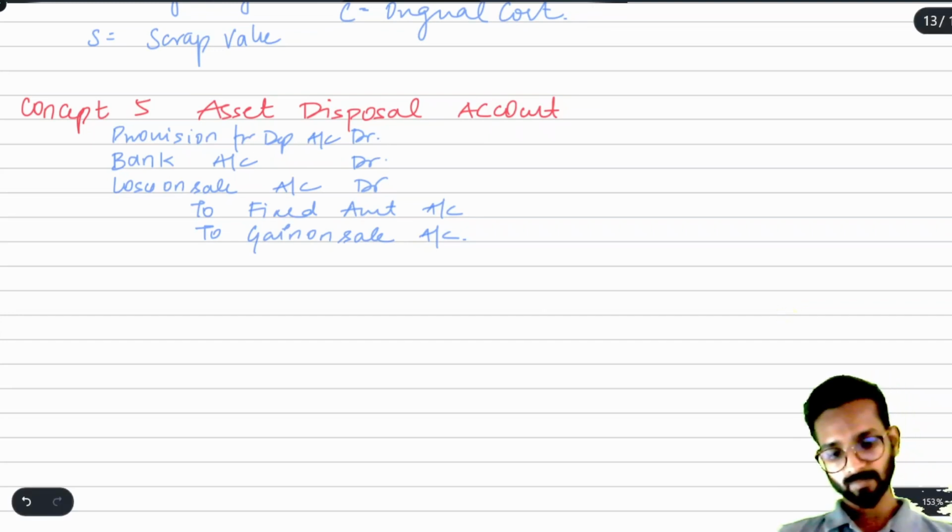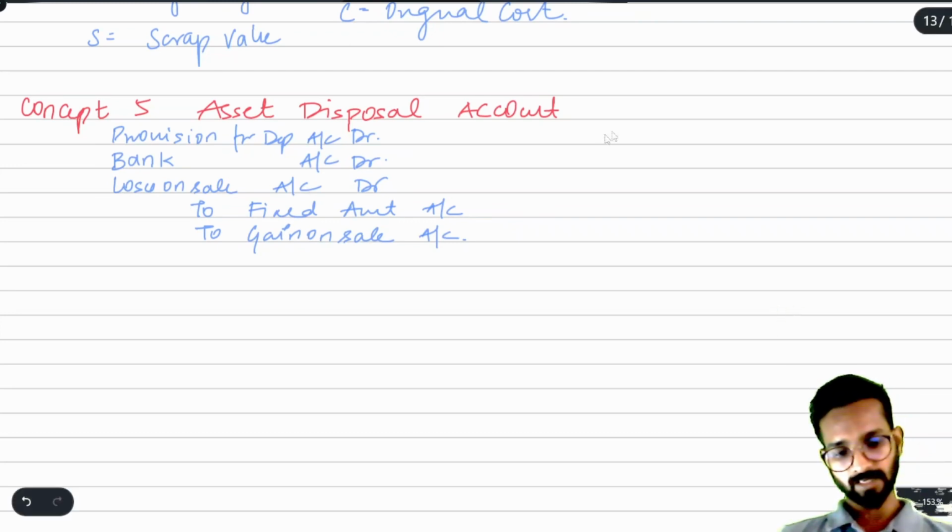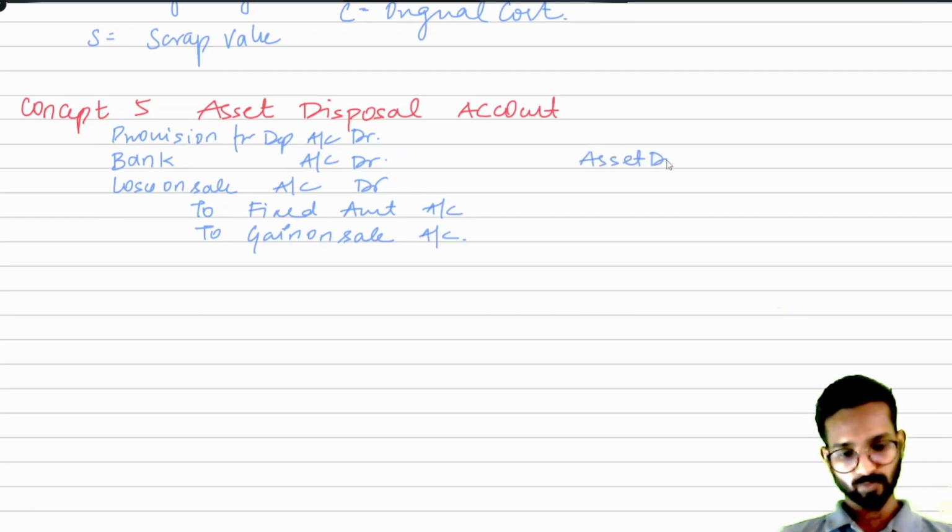Now see, this was your journal entry. Provision for depreciation account debit, bank account debit, loss on sale account debit, to fixed asset, to gain on sale. Only this will remain your selling entry. But what happens if you are using an asset disposal account? You will create another account first, that is asset disposal, and the entry will be asset disposal account debit to fixed asset. That's it.